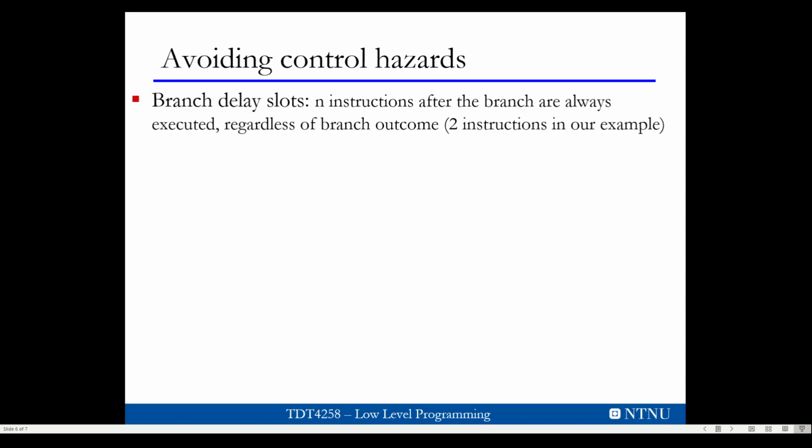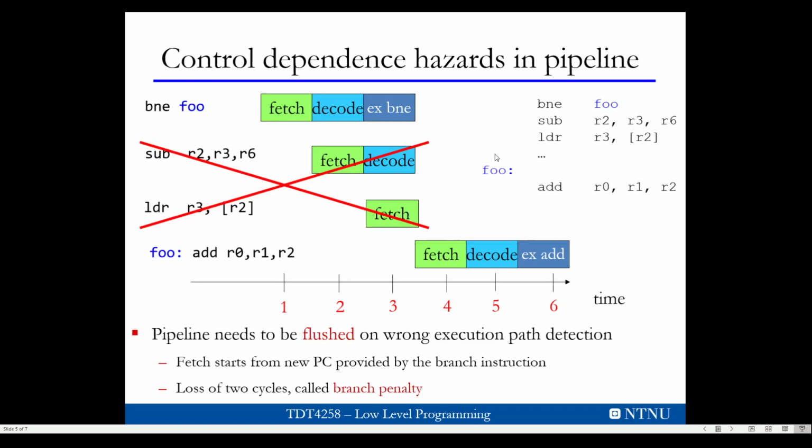For example, in our case, we would need 2 instructions that will always be executed. A question: where can we find such instructions that would be executed irrespective of the branch direction? If you look at this code, these instructions depend upon whether you want to execute this or not. And for this instruction, whether it will be executed or not depends upon whether there is a branch in this piece of code or not. So any idea where we can find instructions that will always be executed irrespective of whether this branch is taken or not?